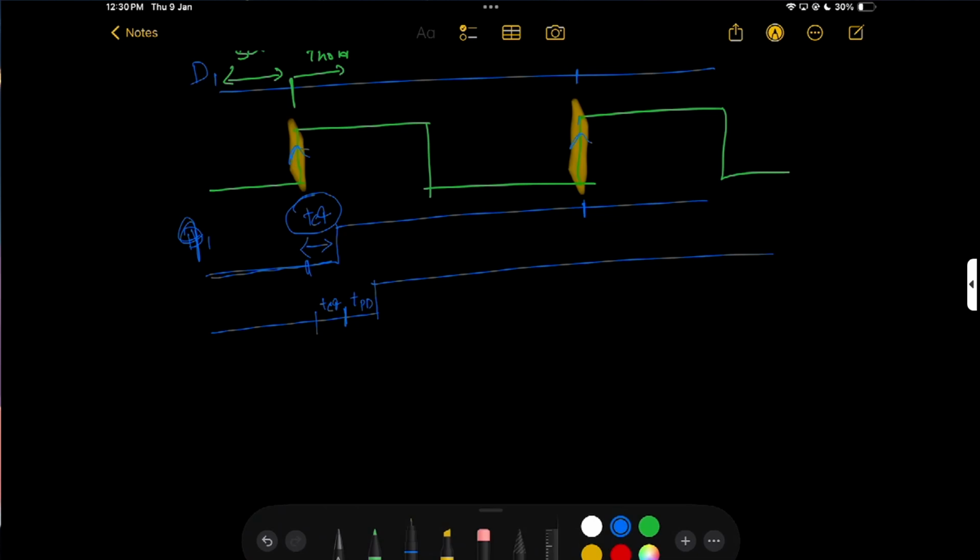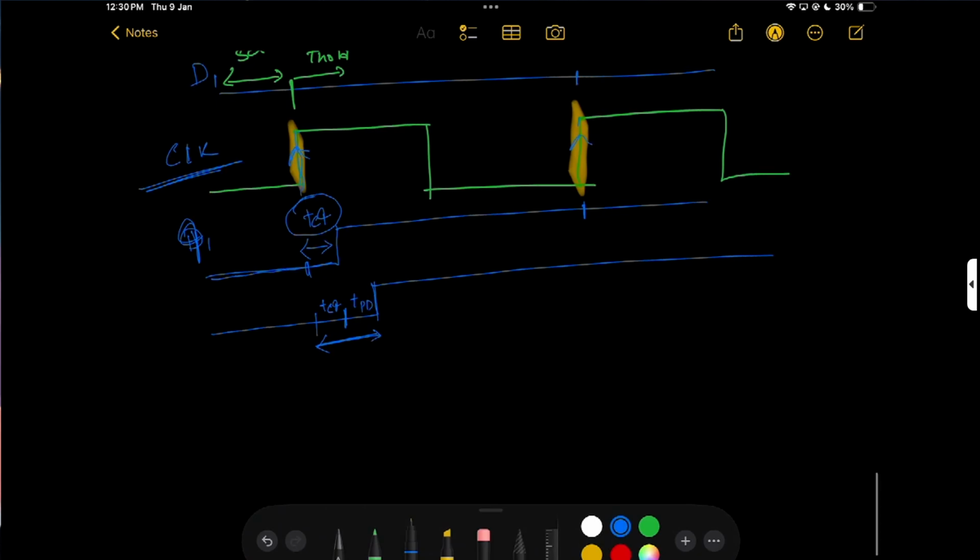So this period is TCQ plus TPD, and now again the clock of flip flop 2 is also the same clock, because in the clock there is no delay, no skew is present. So this positive edge we'll see here.